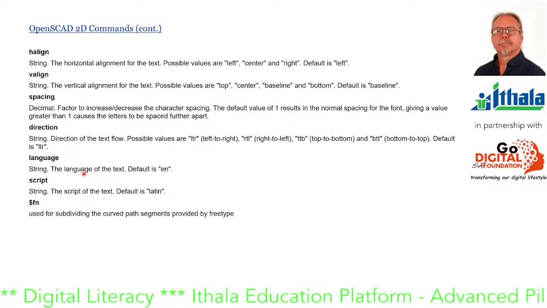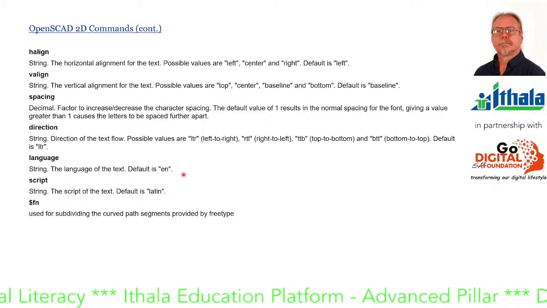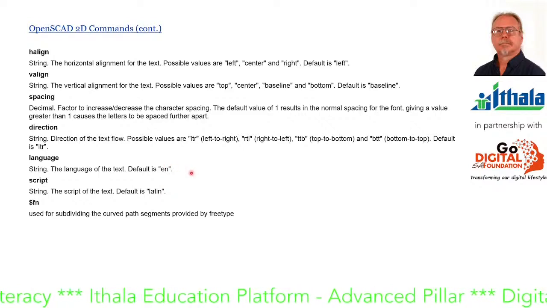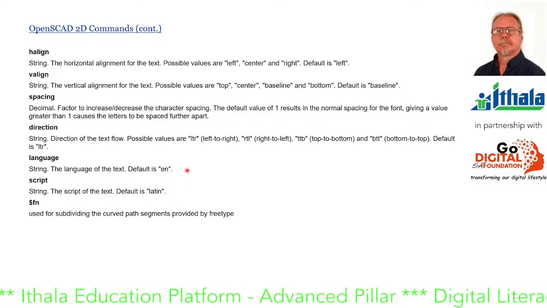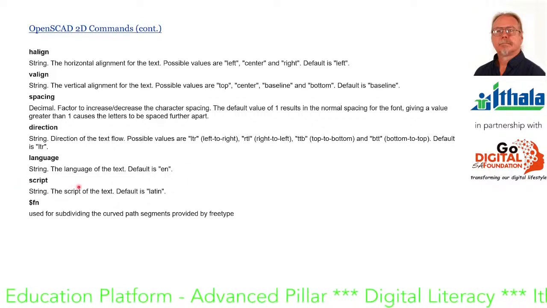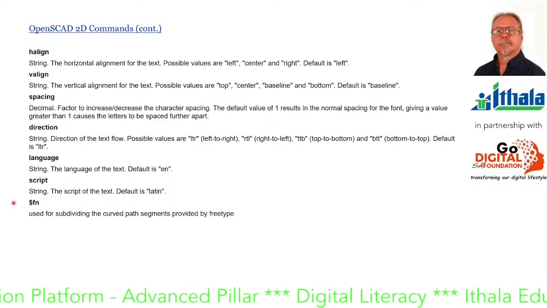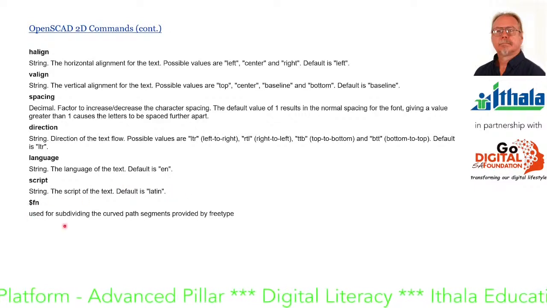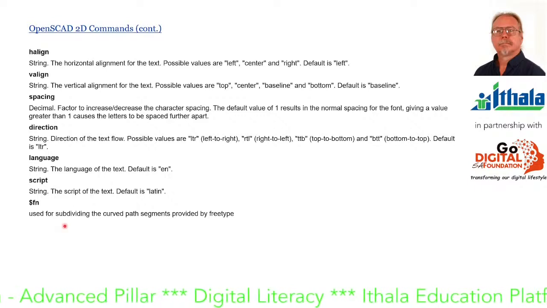Language, it's a string, the language of the text. The default is EN. Okay, EN is the common abbreviation for English, so you can specify other languages. Script, that's the script of the text. The default is Latin. And $fn is used for subdividing the curved path segments provided by FreeType.